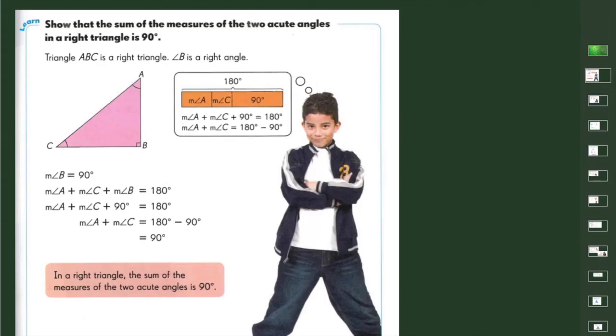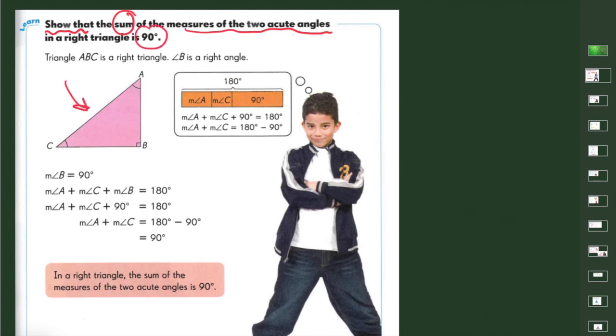Now that we've reviewed what we know about those different types of triangles, right triangles, isosceles triangles, and equilateral triangles, let's apply it to figure out more about angle measures. So the first thing we're going to start with is right triangles. We're going to show that the sum of the measures of the two acute angles in a right triangle is 90 degrees. So what does that mean?